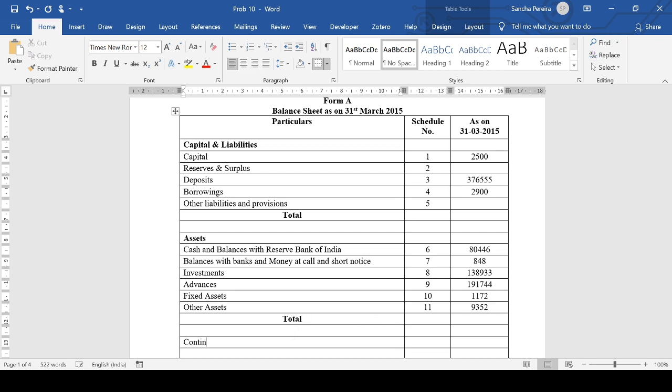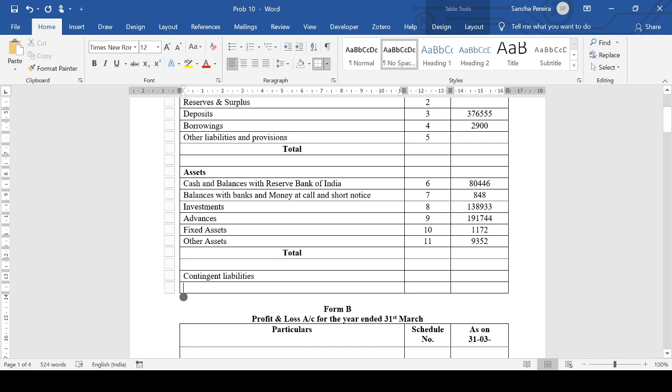Then we also have contingent liabilities, total of which is 370178. And there are also bills for collection mentioned to us, that is on 31st March the bank held bills amounting to rupees 9847. These don't form part of the total.